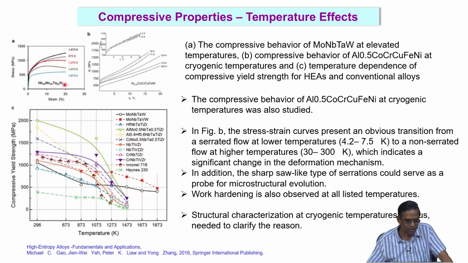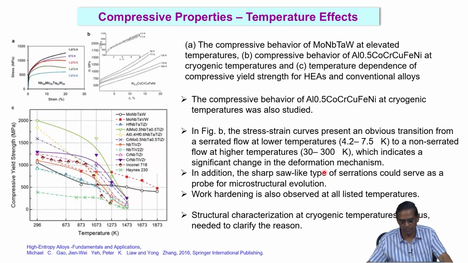this is a compression behavior anyway, which we have already discussed. What is shown here in B is the aluminum, cobalt, chromium, copper, iron, nickel alloy tested at cryogenic temperatures. So the stress strain curve presents an obvious transition from a serrated flow at low temperatures to a non-serrated flow at high temperatures, which indicates a significant change in deformation mechanism. In addition, the sharp saw-like serrations could also serve as a proof for microstructural evaluation.